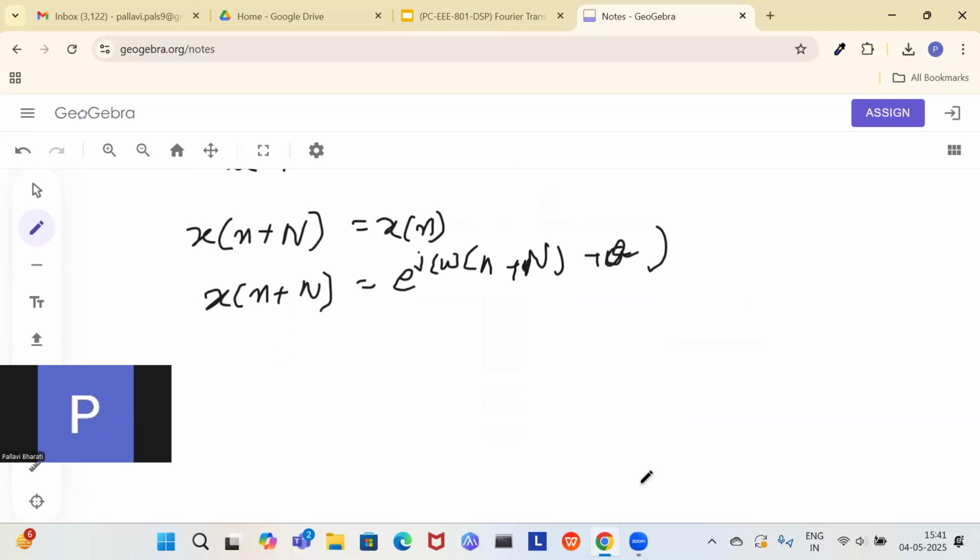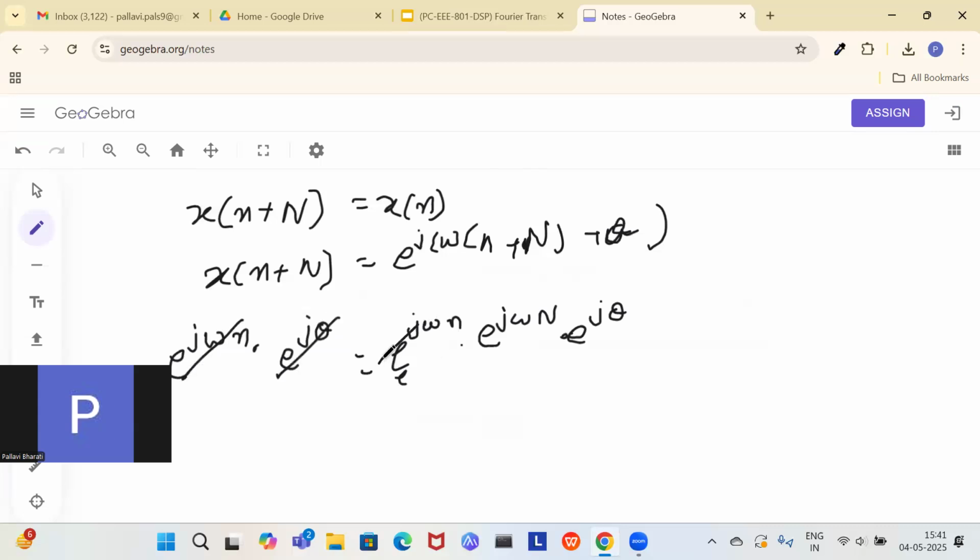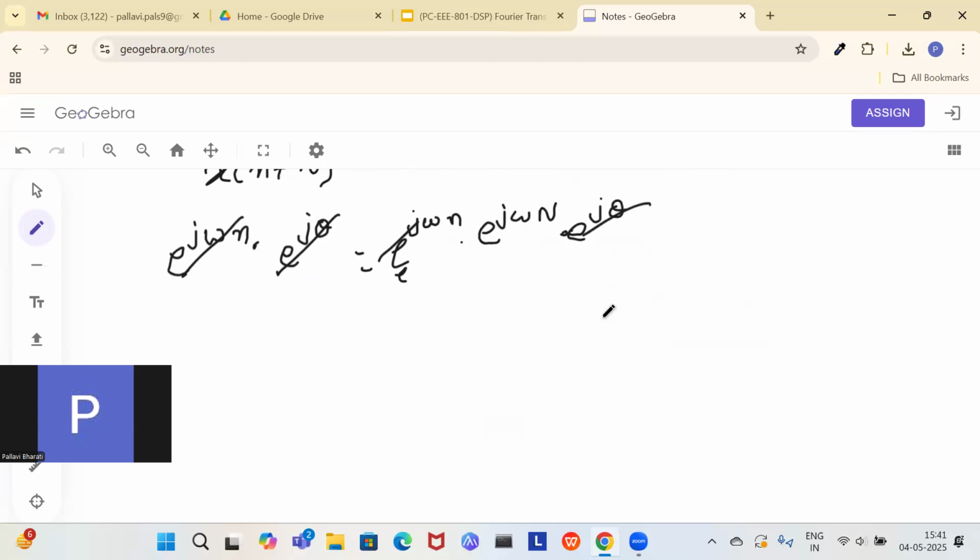Now you can simply multiply it out and write e to the power j omega n into e to the power j omega capital N into e to the power j theta. Now this should be equal to x of n, which was e to the power j omega n into e to the power j theta. So these terms cancel with those on the other side. And e to the power j omega capital N will be equal to 1. If you take the mod of this, then omega N should be equal to 2 pi.